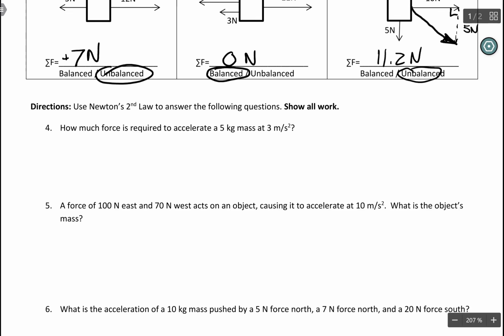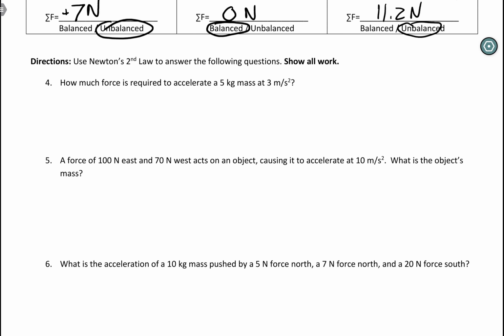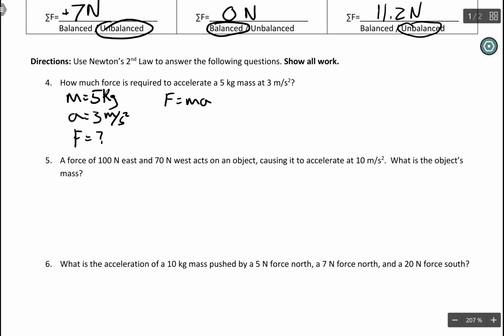Okay, so let's see. Number 4, more straightforward, equation type problems. It says, how much force is required to accelerate a 5 kilogram mass at 3 meters per second squared? So they tell you the mass, they tell you the acceleration, and they're looking for the force. This is like a question from the previous homework, 4.2. It's pretty straightforward. You just do F is equal to ma. The force is equal to the mass times the acceleration. And you should get a force of 15 newtons. Very good.